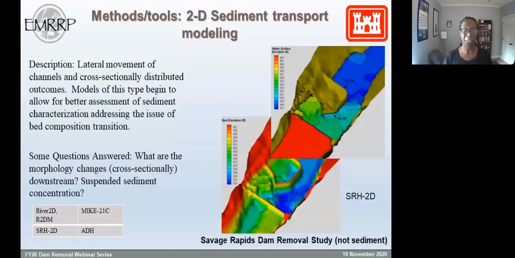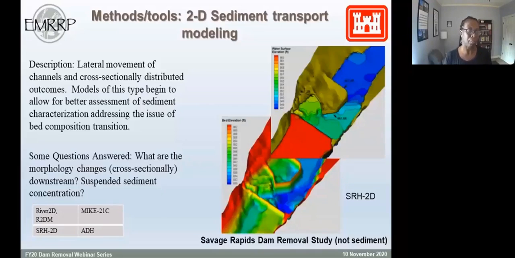As we start to talk about 2D modeling and I was doing more extensive research, I began to find fewer and fewer case studies where these techniques are being utilized. I think that is probably true with most fields. As expertise grows and as need grows, I think we'll see more and more 2D and potentially 3D sediment transport modeling of dam removal. Models of this type begin to allow for a better assessment of sediment characterization, addressing the issues of bed composition transition.